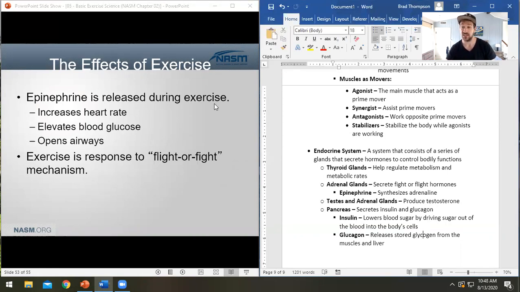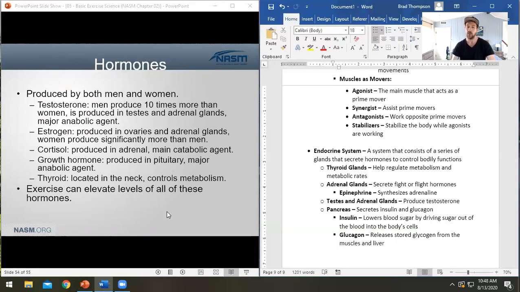Epinephrine, like I said, is adrenaline. It can do things like increase your heart rate. It can also elevate your blood sugar levels, because epinephrine triggers the release of glucagon, and it opens up your airways as well. So we have to remember that exercise is a fight or flight autonomic response. And that's great and all, but it does mean that we need to calm down at the end of our exercise. This is one of the reasons why a cool down is so important.